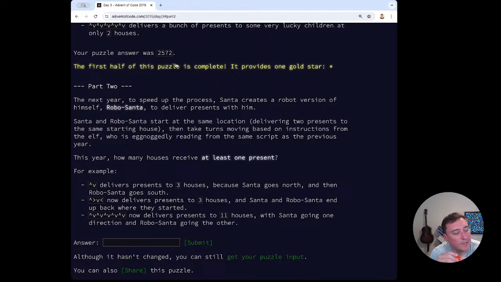So how should we write a test for this? We've got a new class here. In the second problem, Santa goes up and down. In the second problem, Robo Santa goes right and left.